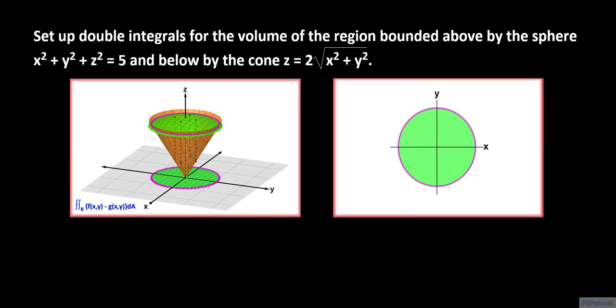First, we need the equation of the boundary of the xy projection. Since what we are after is the curve of intersection between the two surfaces, we go back to the equation of the two surfaces. We can use z equals 2 times the square root of x squared plus y squared from the cone and plug it into the equation of the sphere. Z squared on the sphere becomes 4 times x squared plus y squared. This equation simplifies to x squared plus y squared equals 1, and so the boundary of the solid's xy projection is the unit circle.